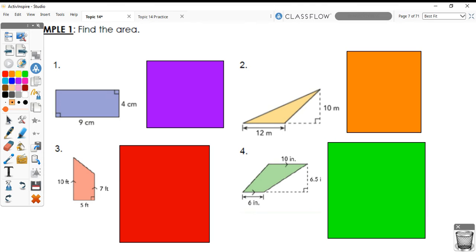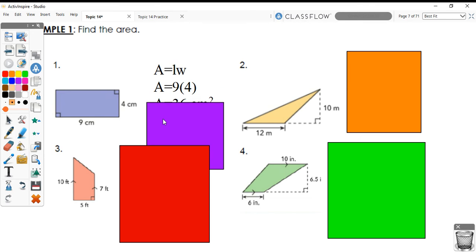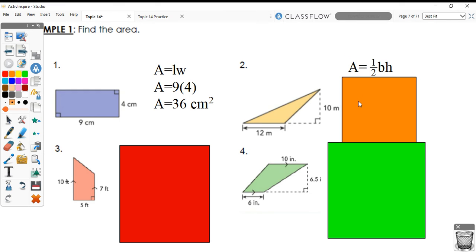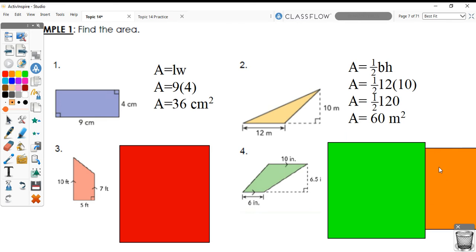Okay, so on these 4 example problems, again, don't overthink this. Problem number 1 is just a plain old rectangle. Length times width is 9 times 4, so we get an area of 36 square centimeters. Problem number 2, our base down at the bottom is 12. Our height, when you drop straight down from the highest point to the lowest point, is 10. So that means we're going to multiply 1/2 of base times height. Well, that's 1/2 of 120. So our area is 60 square meters.